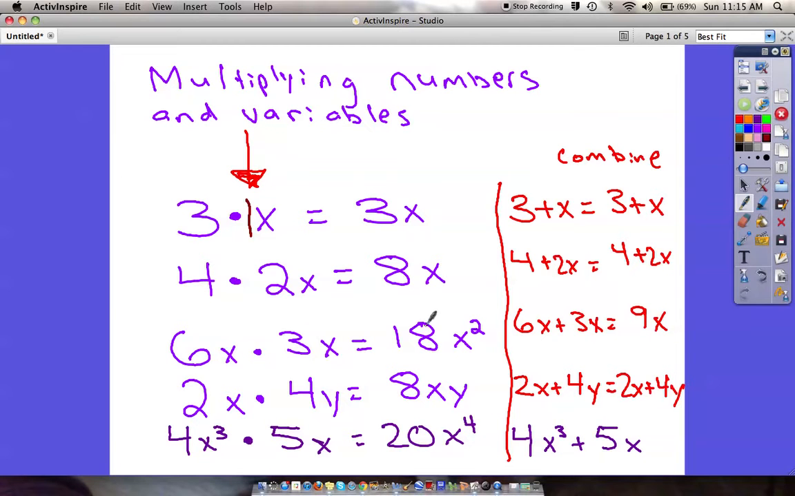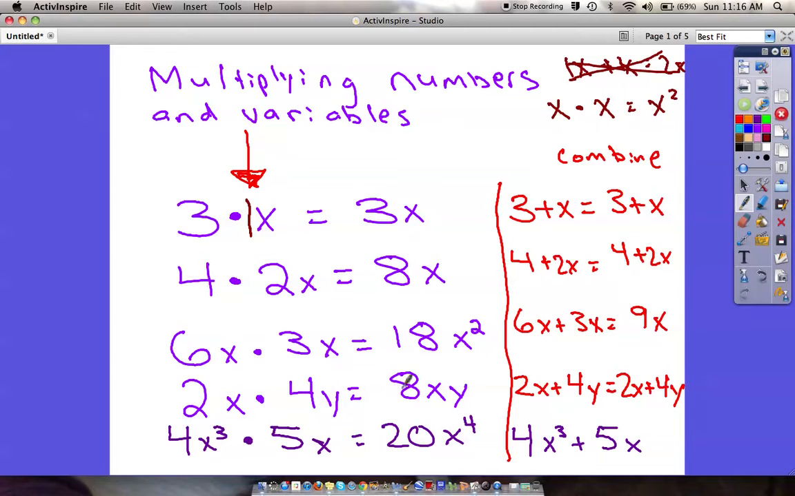Now, down on this example, we've got 6x times 3x. 6 times 3 is 18. X times x. Remember, if we had x plus x, we'd put the 1 in front of it. We would say that was 2x. That's not what we're doing here. We're doing exponents. X times x is the same thing as x to the second power. So this one we would say 18x to the second power.